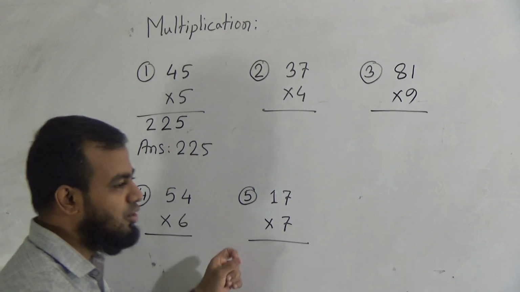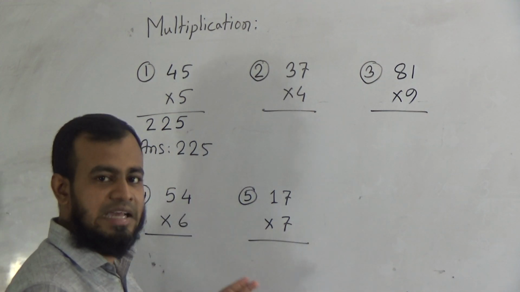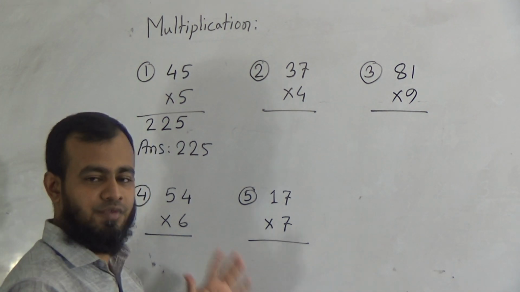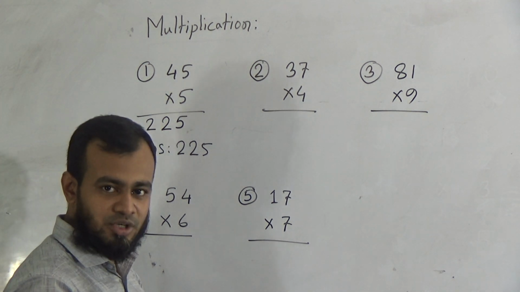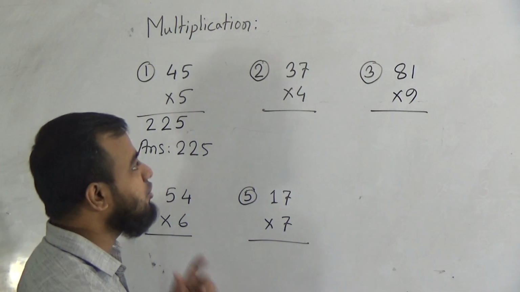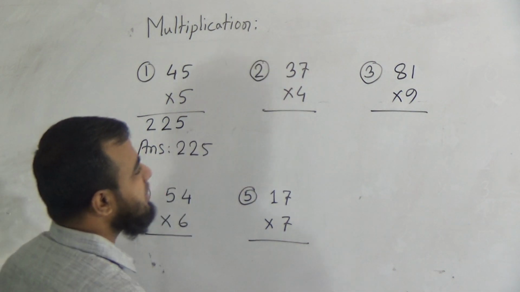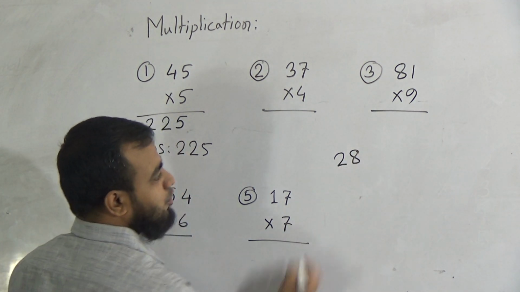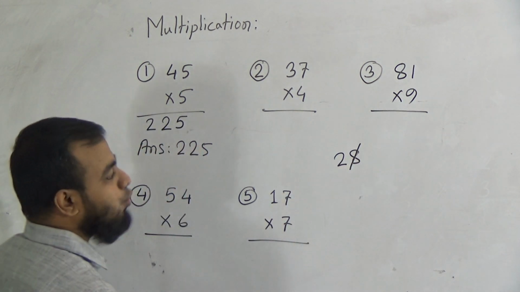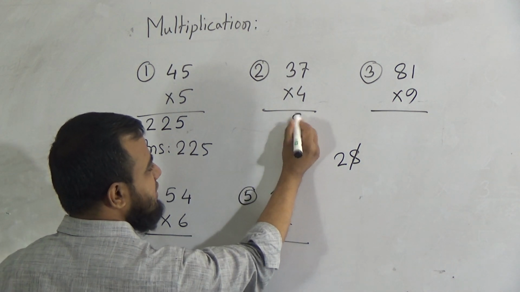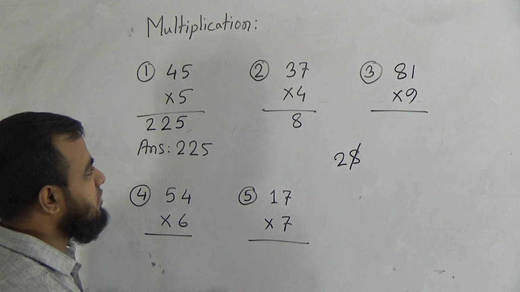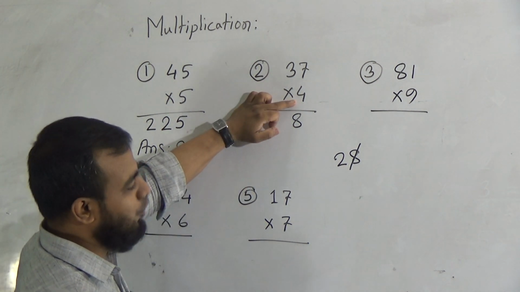4 zeros are 0, 4 ones are 4, 4 twos are 8, 4 threes are 12, 4 fours are 16, my dear students, 4 fives are 20, 4 sixes are 24, and 4 sevens are 28. 4 sevens are 28. Again, 28 is a double digit number, so we can write down only this 8 in the ones place, and we should carry 2 in our hand. Now we should multiply this tens place 3 with the 4.